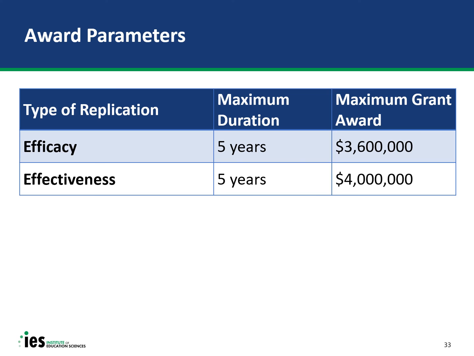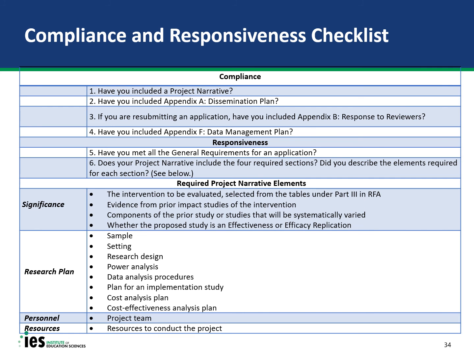For both types of replications, the maximum duration for an award is 5 years. For efficacy replications, the maximum award amount is $3.6 million. That includes direct and indirect costs. For effectiveness, the maximum award amount is $4 million. On the last page of the RFA, we also provide a checklist to better ensure you have included all the pieces needed to send the application for peer review.